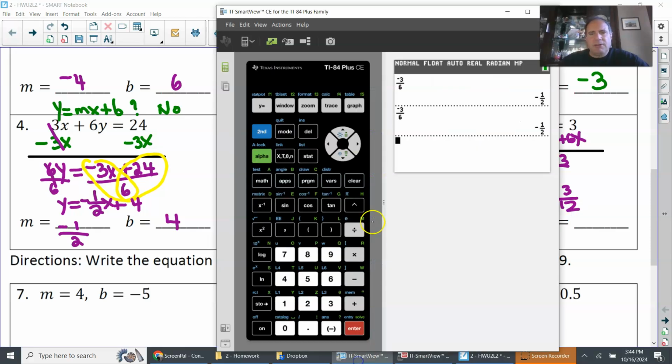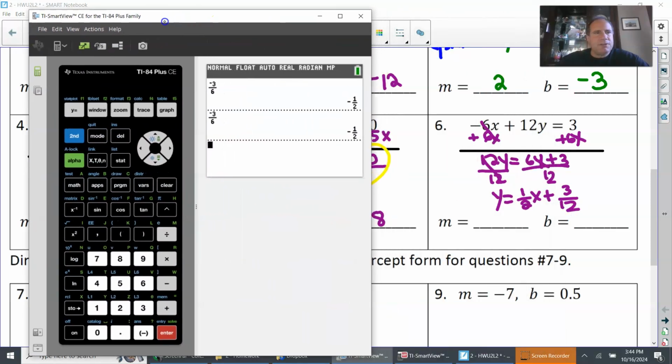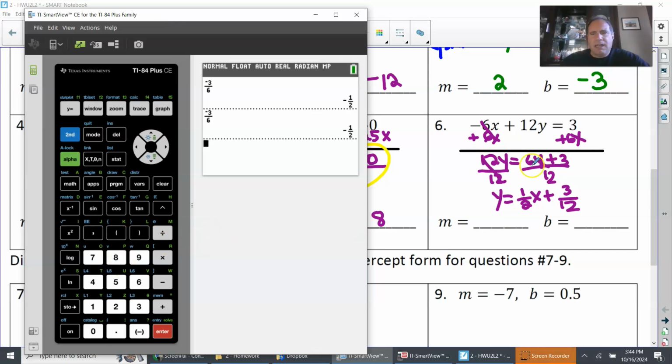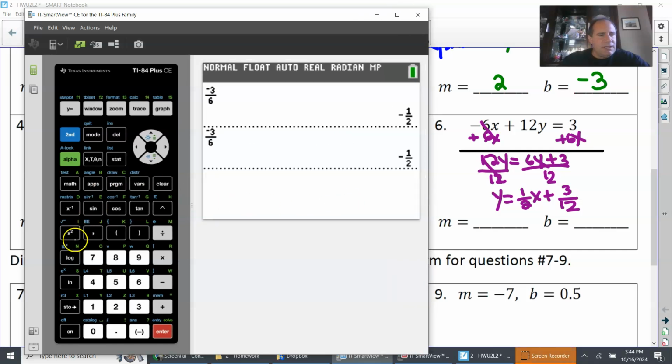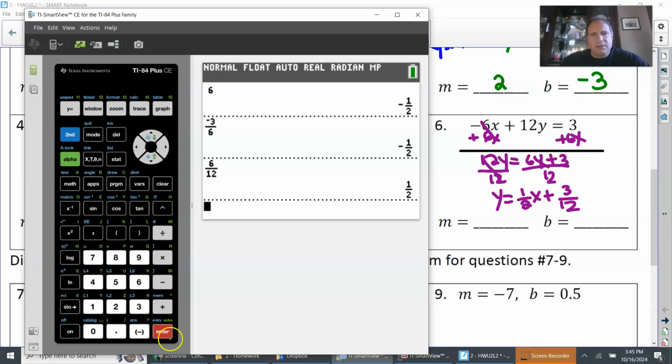Or you could bring your calculator up. I'm going to move this over. All right. And then, so this was 6 over 12. Let me just give you an example of what I'm talking about. 6 over 12 alpha x. You put the 6 there. You put the 12 there. And then you press the enter. So do you see that it reduces the fraction for you?